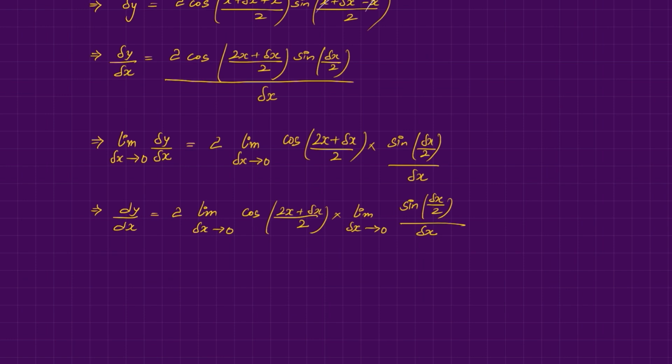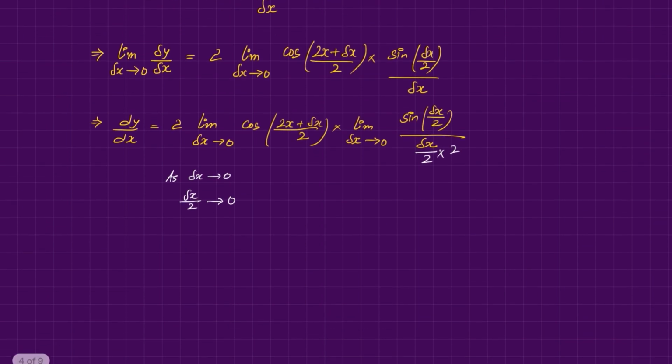Now see here, in place of this theta there is delta x by 2, so I will make this delta x as delta x by 2 by multiplying and dividing by 2 like this. Also, in the limit delta x tends to 0, delta x by 2 also tends to 0. As delta x tends to 0, delta x over 2 will also tend to 0. You can divide both sides by 2.